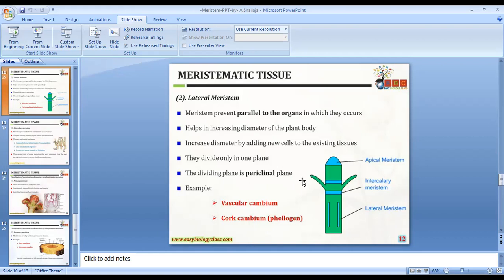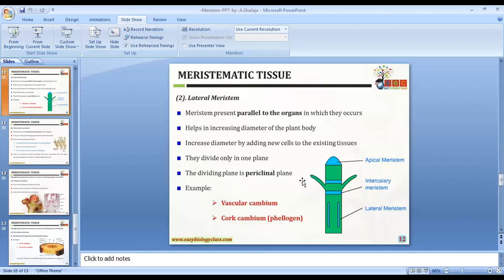After I explained in the introduction that Schleiden and Schwann gave the cell theory, that means the cells arise from pre-existing cells. So the increase in diameter by adding new cells is according to cell theory. The cells of the existing tissues divide only in one plane. The dividing plane is the periclinal plane. That is lateral meristem. For example, lateral meristems are vascular cambium and cork cambium. Cork cambium is also called phellogen.